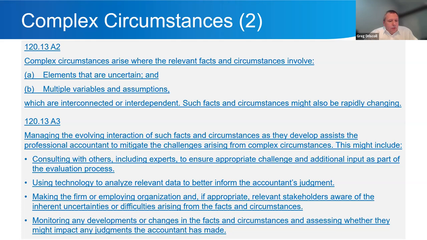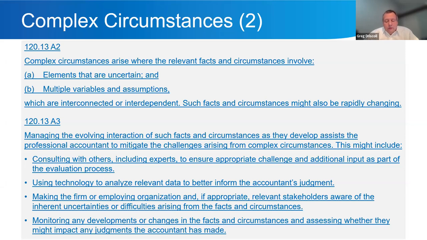And then lastly, the last paragraph here, 120.13A3, provides some guidance on how the professional accountant might manage the continued evolving interaction of those facts and circumstances as they develop, to best mitigate the challenges arising from complex circumstances. And you can see a couple of the encouragements here in this paragraph: consulting with others, including experts, using technology to analyze relevant data to better inform the accountant's judgment, making the firm or employing organization and other relevant stakeholders aware of the inherent uncertainties or difficulties arising from the facts and circumstances, not unlike the requirement that we discussed back with the professional competence and care fundamental principle. And then lastly, monitoring any developments or changes in the facts and circumstances and assessing whether they impact any judgments that have already been made.